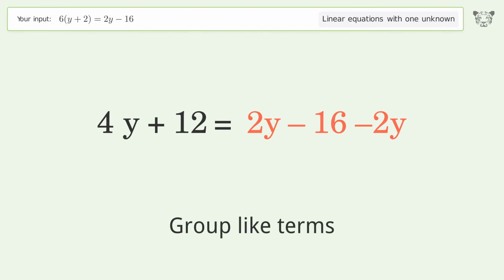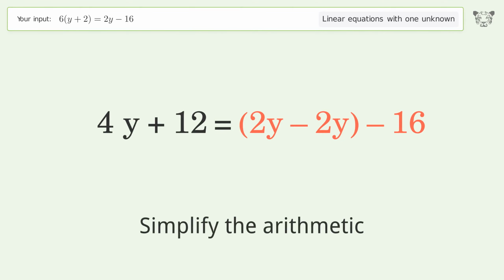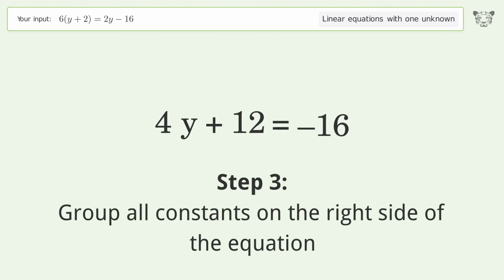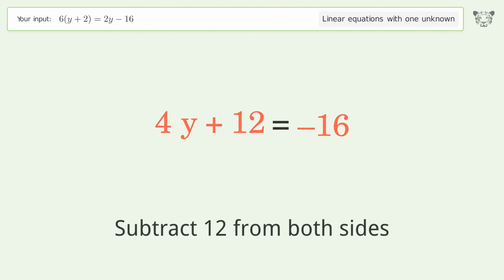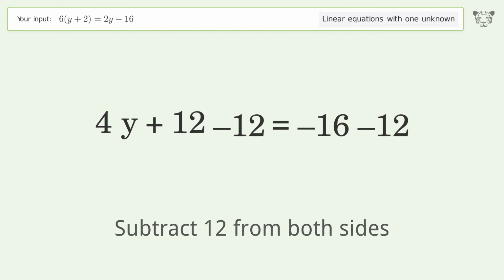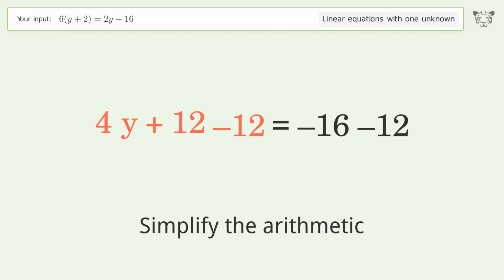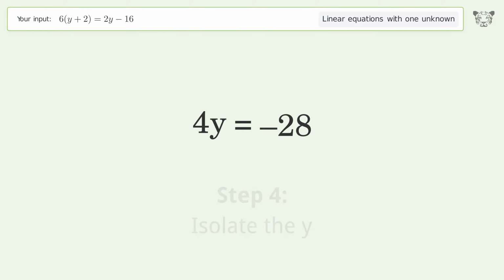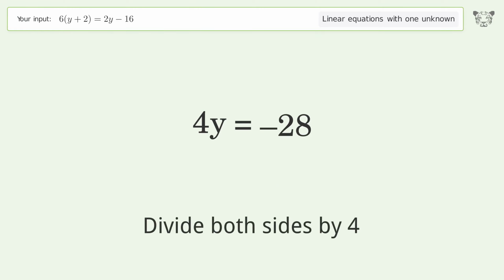Group like terms. Simplify the arithmetic. Group all constants on the right side of the equation. Subtract 12 from both sides. Simplify the arithmetic. Isolate the y. Divide both sides by 4.